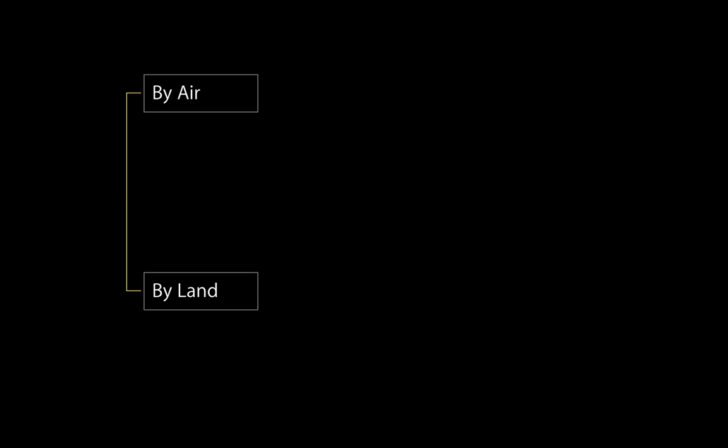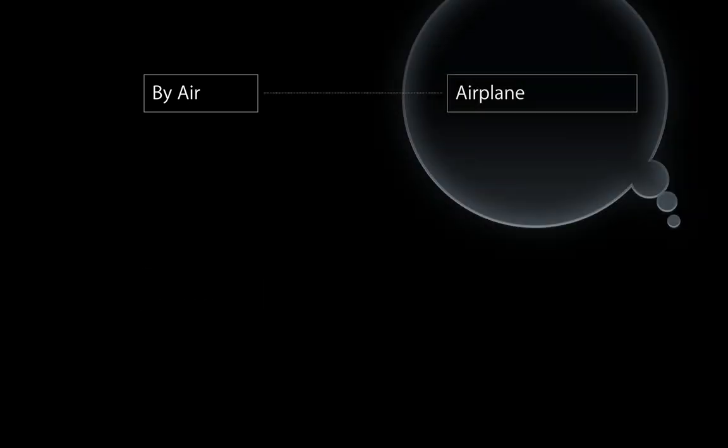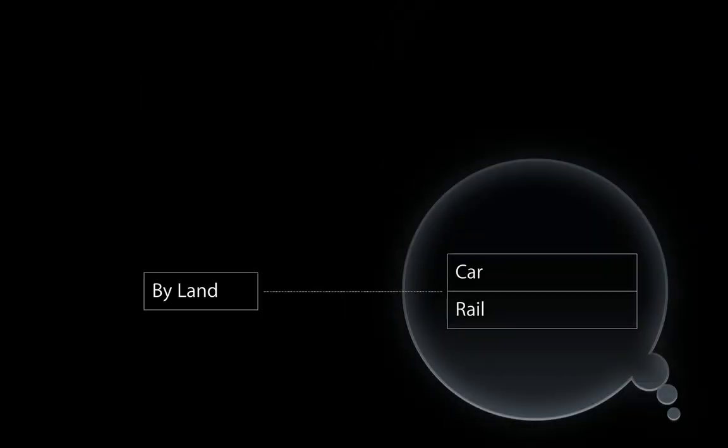Now, that makes a lot of sense, right? Those things are kind of mutually exclusive choices. And these labels are pretty good because if we're going to go by air, we figure that one of the items in that category is going to be a choice to go by airplane. Or if we're going by land, we're going to have the options to go by car or maybe by rail.